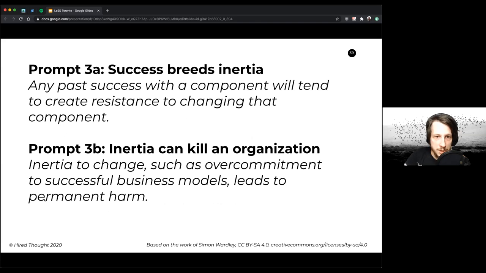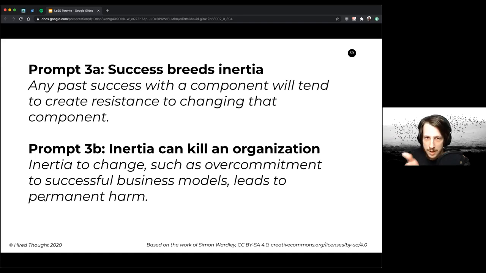Oftentimes success breeds inertia. We talked about legacy earlier. If we succeed, we will create inertia to change. We will create the systems that will resist change. And that's just the nature of the game. Because resistance to change in an organization can cause harm to the organization in the long run, is there a component on your map where an overinvestment, an overcommitment to previously successful business models or previously successful ways of doing things is going to pose a threat?